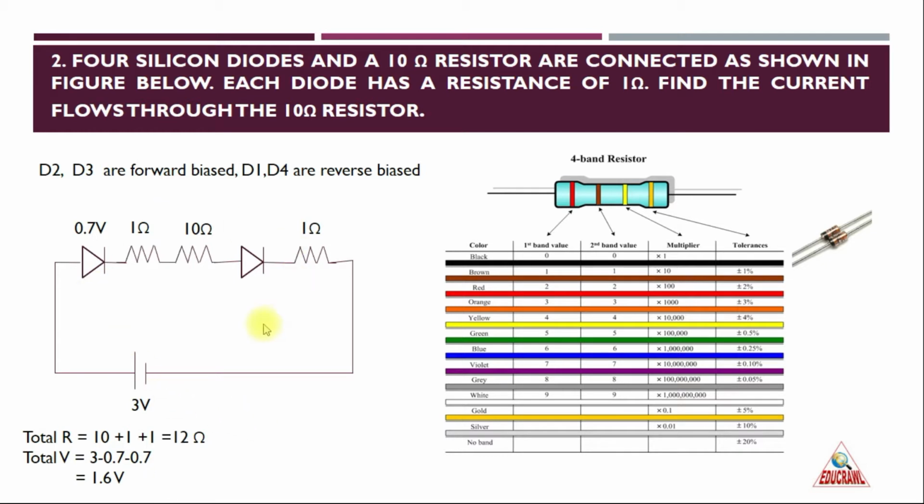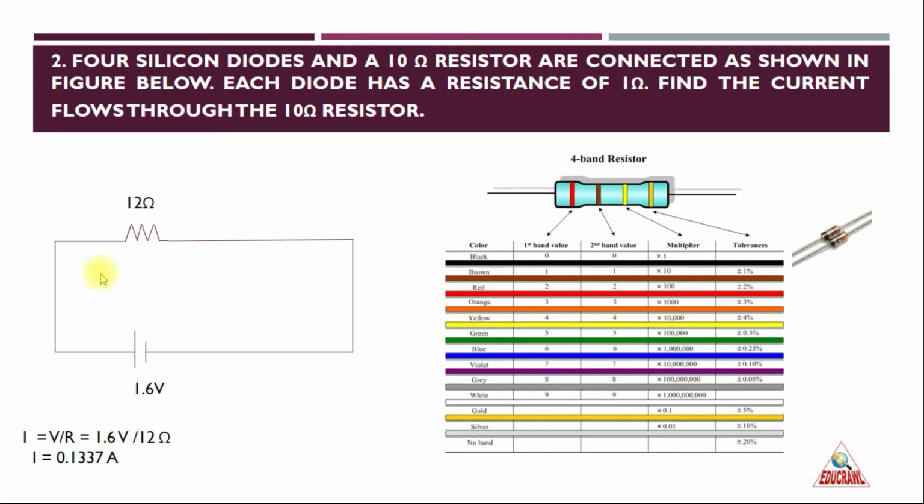Further, the circuit can be reduced as follows. You have got a single voltage of 1.6 volt and a resistance of 12 ohm. This is the equivalent circuit for the previous circuit. Now we can easily find the current through the 10 ohm resistor. The formula is our Ohm's law, I equals V by R. V is 1.6 volt and R is 12 ohm. So 1.6 divided by 12, which is equal to 0.1337 ampere.